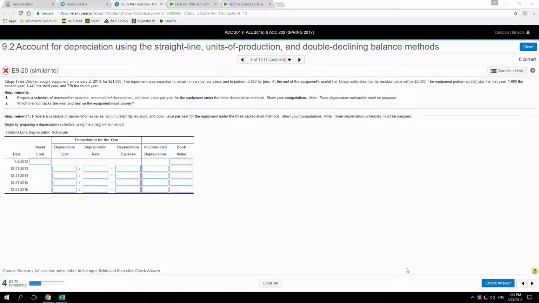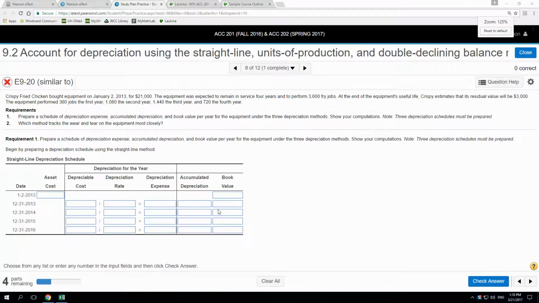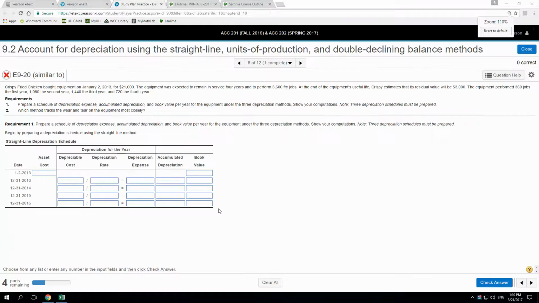Okay, exercise 9-20, it says, Crispy Fried Chicken bought equipment on January 2nd, 2013 for $21,000. The equipment was expected to remain in service 4 years and to perform 3,600 fry jobs. I guess meaning you can fry 3,600 times.